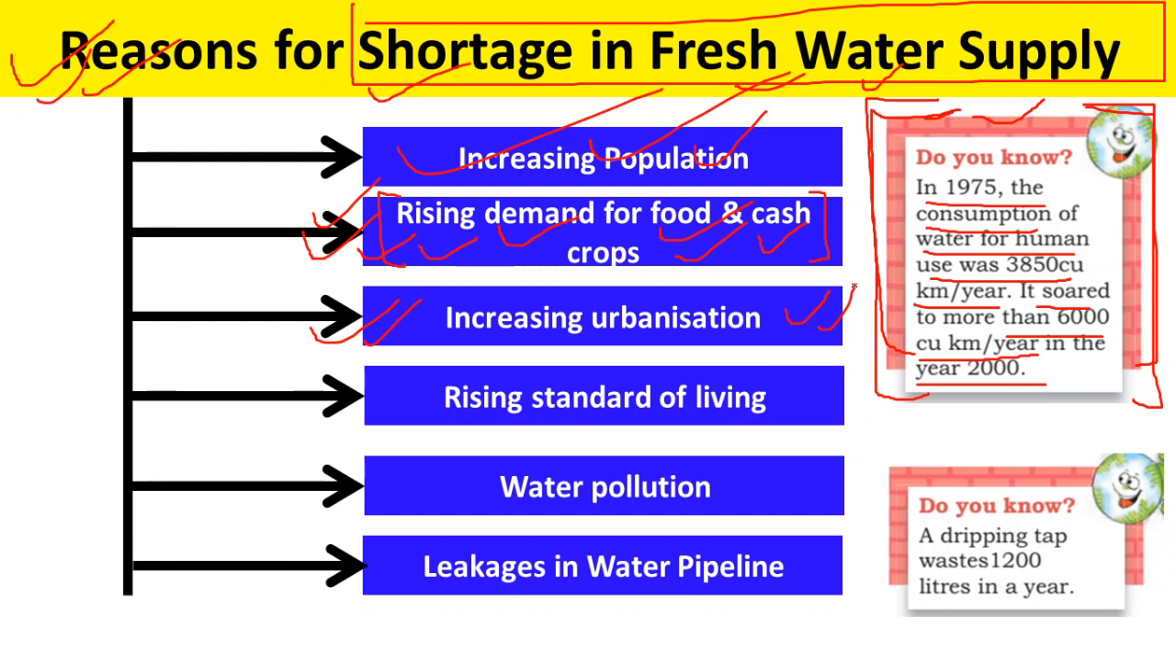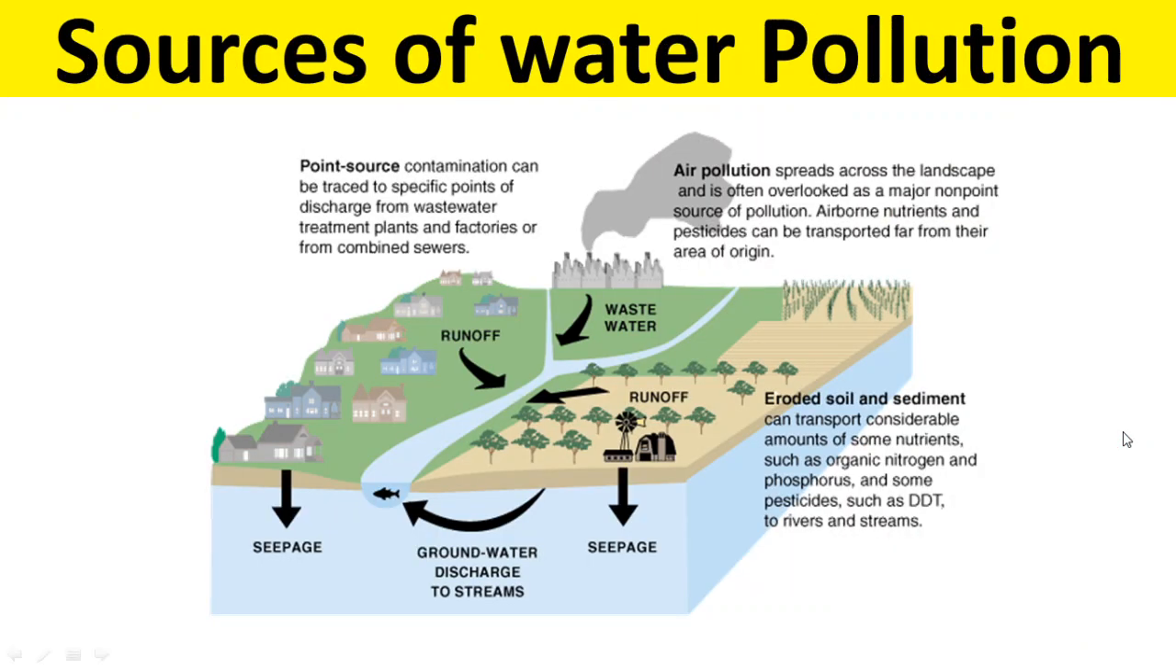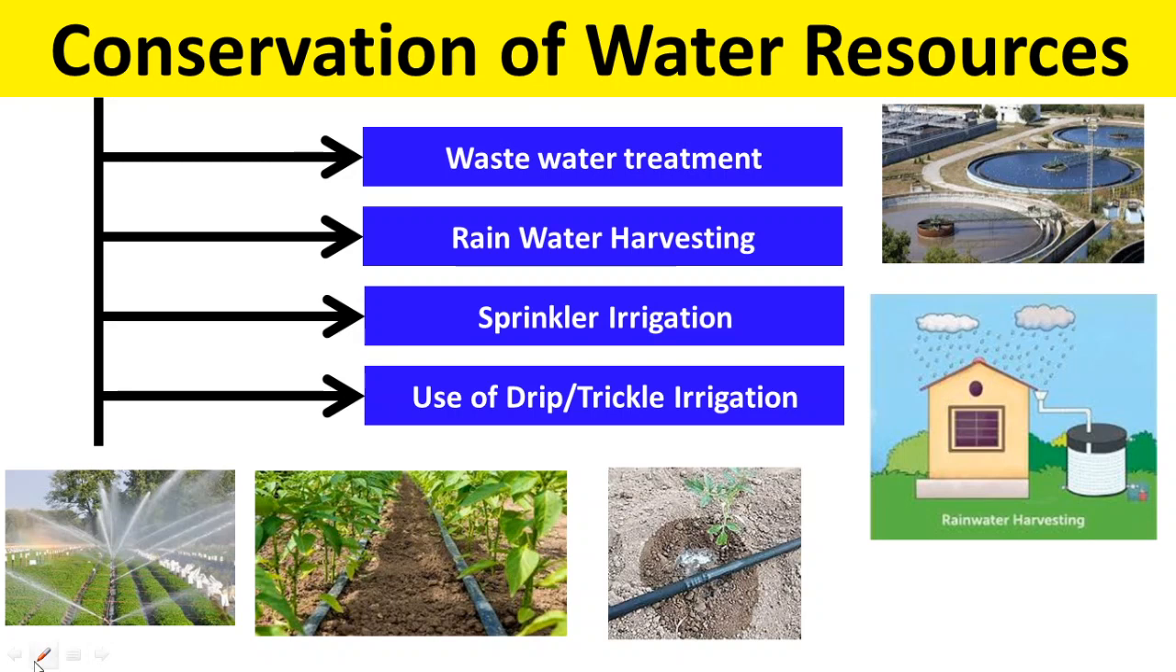And leakages in water pipelines. Sometimes the pipelines through which we supply water also leak and waste a lot of water. Okay, and sometimes our behavior is also a problem. Sometimes we leave the tap open, and that wastes a lot of water. So we should be mindful in using water, and that we will discuss on the next slide.